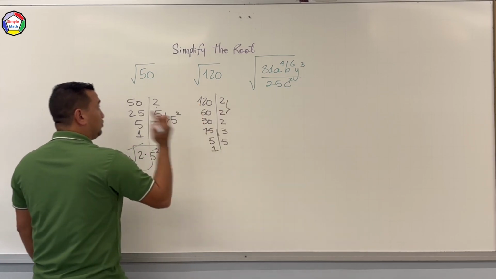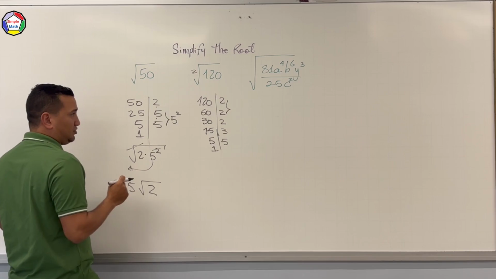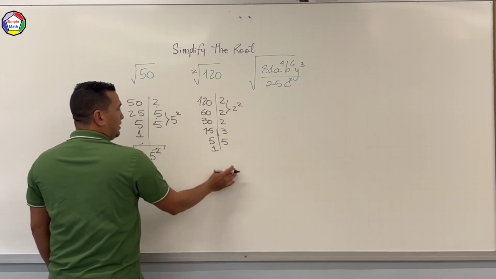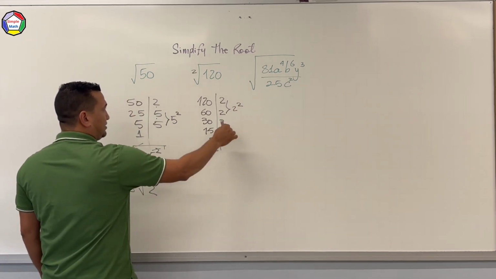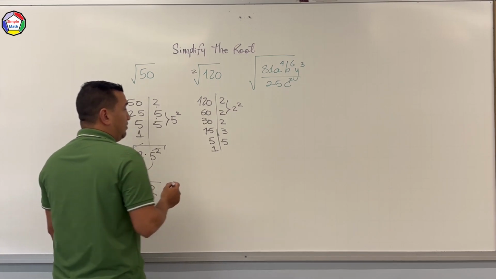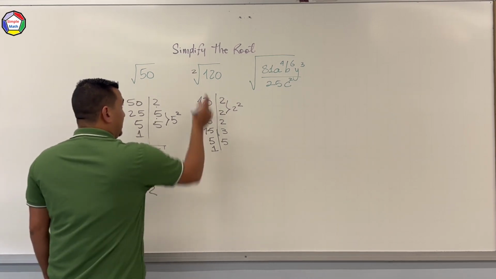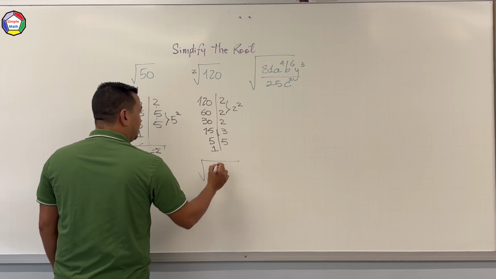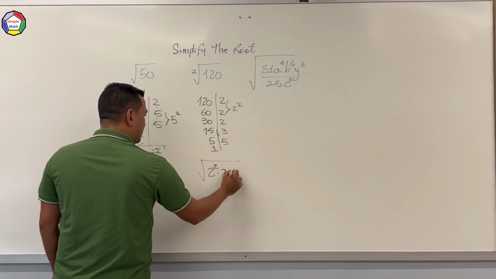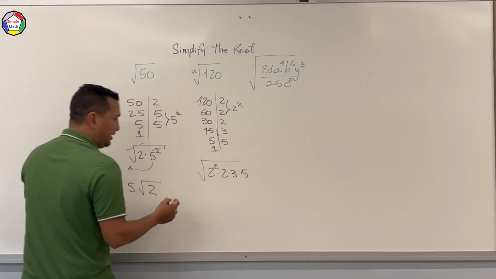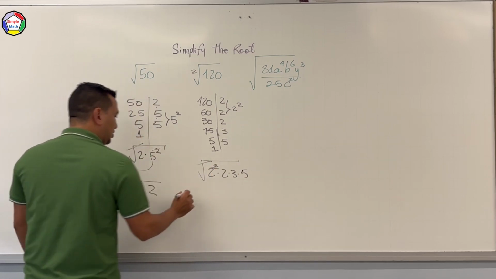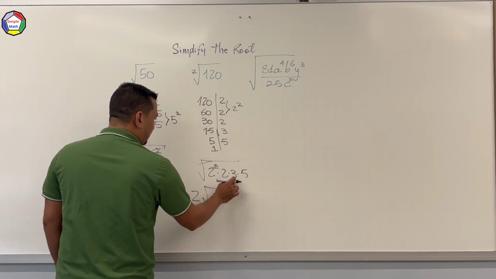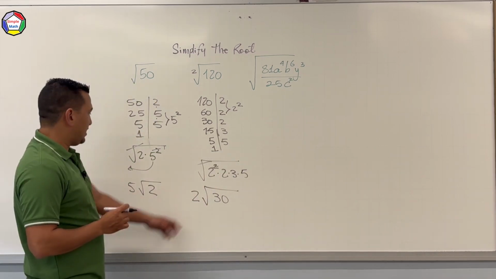We make groups of 2. Why? Because remember the index is 2, so we have to make groups of 2. So this is 2 squared, and that's it. We cannot join the other 3 numbers that we have here. So the square root of 120 is the same as the square root of 2 squared times 2 times 3 times 5. So we take this number out, and we have 2 square root of 30. Yes, 2 times 3 is 6, times 5 is 30. This is the answer in this case.